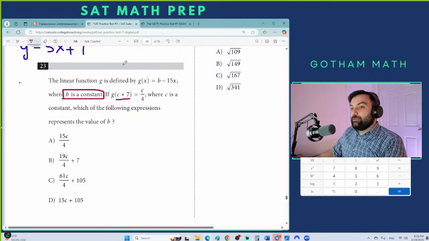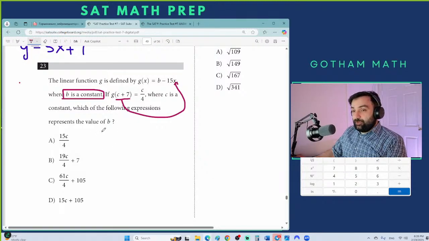Because what we do when they show us a function, and then they show a regular number, we just plug that number in instead of the x. But here we don't have a number. We have an expression, c plus 7. What do I do here? Same thing. I plug it in for the x in that function, and let's see what happens. It's going to be b minus 15 times, because it's x, times 7 plus c plus 7.